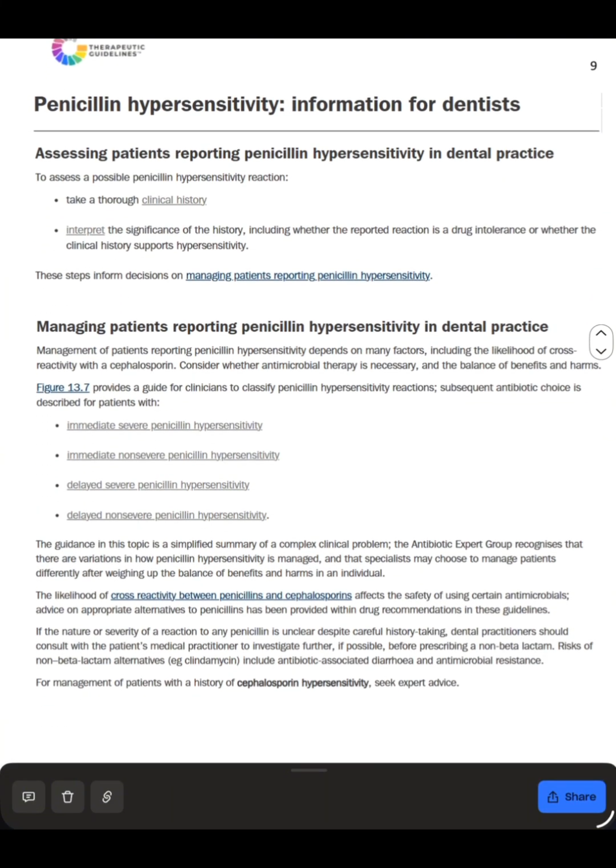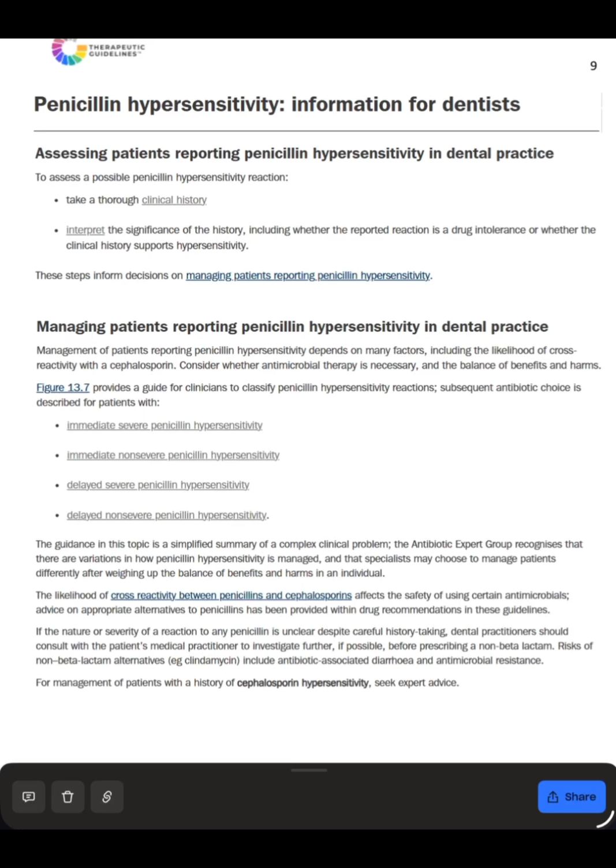Now, penicillin hypersensitivity, information for dentists. Assessing patients reporting penicillin hypersensitivity in dental practice. To assess a possible penicillin hypersensitivity reaction, take a thorough clinical history. Then interpret the significance of the history, including whether the reported reaction is a drug intolerance or whether the clinical history supports hypersensitivity. Now, these steps inform decisions on managing patients reporting penicillin hypersensitivity.